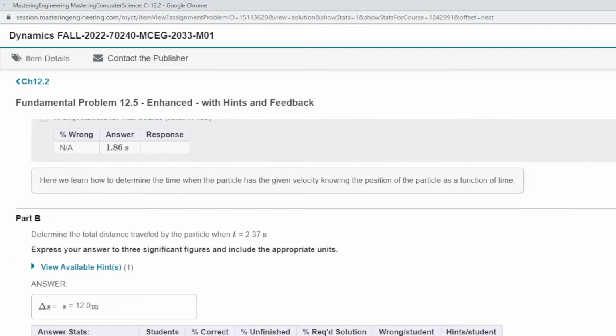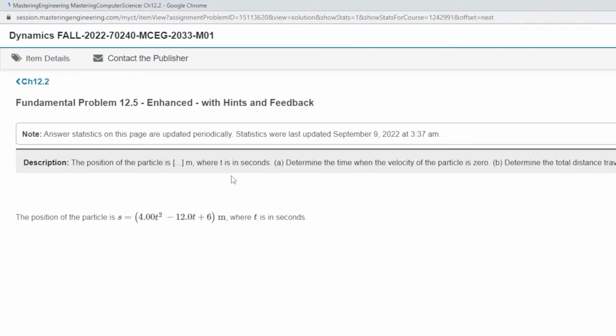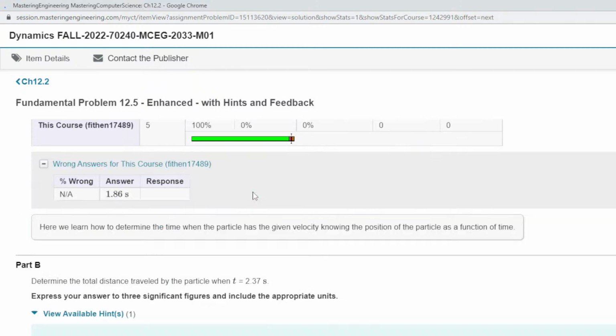And then the answer to the second one, let me just go and try to find the mouse and look at the hints there. Determine the total distance traveled when t is equal to whatever. For me, I would kind of look at this thing. Okay, I lost track of the equation, but I think it was s is equal to 4t squared minus 12t plus 6.